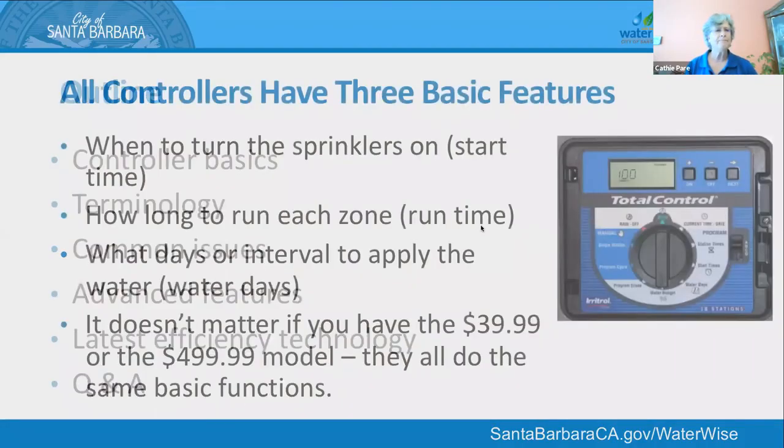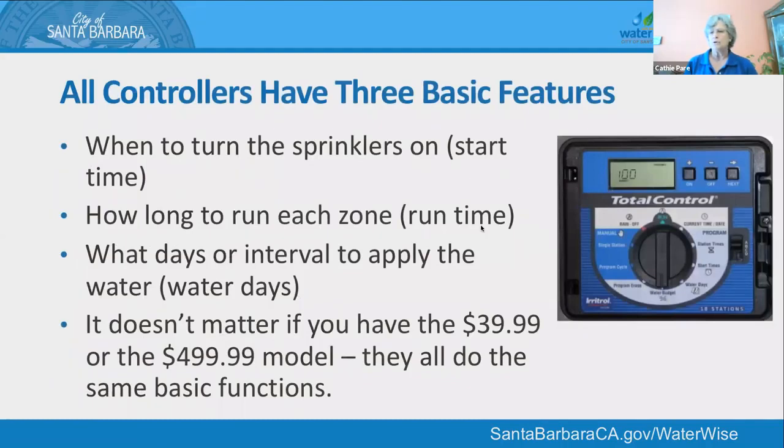All right, Madeline, next slide. So basically all controllers have three features. When do you want to turn your sprinkler on? That's your start time. How long do you want to run each zone? That would be the run time. What days or what interval do you want to apply to the watering, whether you want to water 2 days a week or whether you want to water every 10 days. And honestly, it really doesn't matter. You can have the $39.99 variety clock all the way up to $400 or $1,000. They all do the same thing. Next slide.